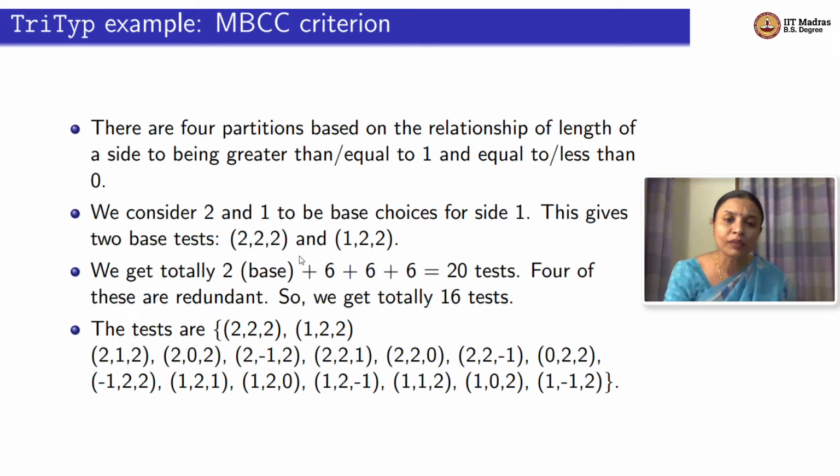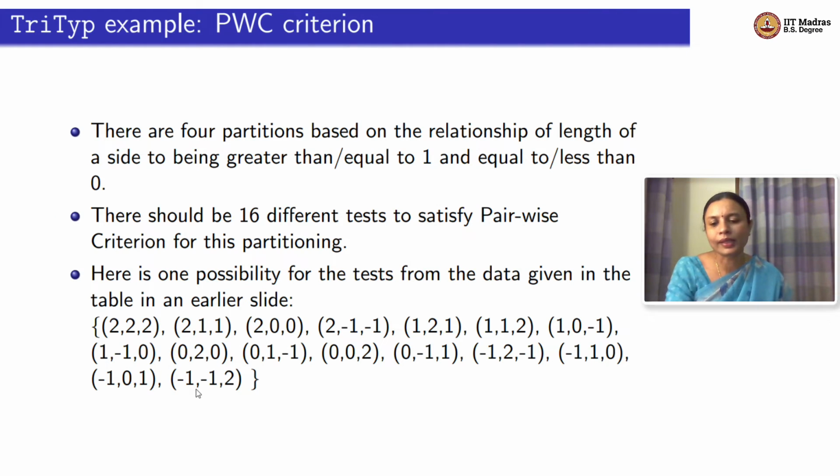So totally how many will we get? This 2 and 1 are base choices for side 1. So I keep these 2 test requirements aside. Then vary the others. So that will be 6, 6, 6 respectively, 20 different test cases. If you list them, you will find that there are some repetitions. So we will get 16 unique test cases, reasonably similar, not in terms of the exact test requirements, but in terms of the number, it's exactly similar to pairwise criteria, just specifically for this case.